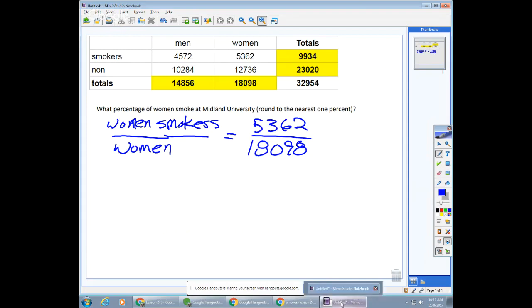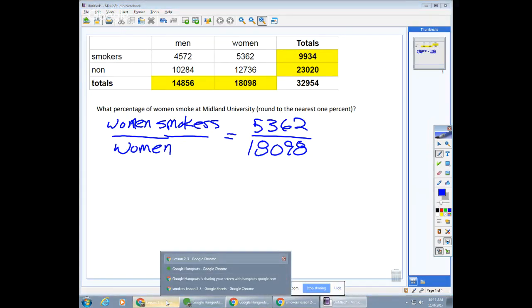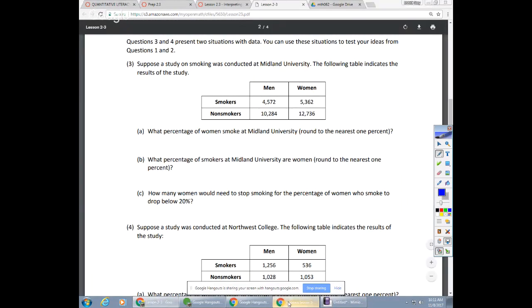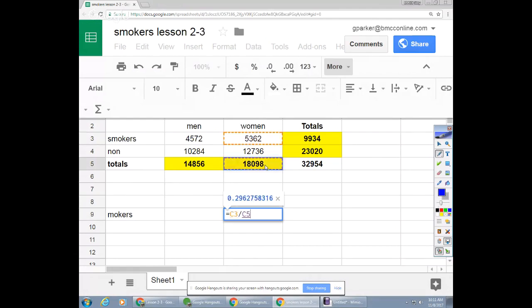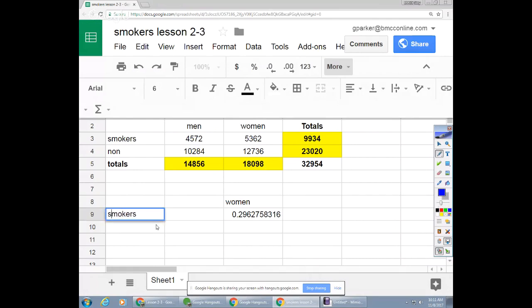So I want to know what that is as a percent. So where's my spreadsheet? Over here. Over there. There we go. So women smokers. So let's put women here. Smokers here. Equals this number divided by that number. Smokers. So my spreadsheet's telling me it's about 29.6%. Anybody else get that?